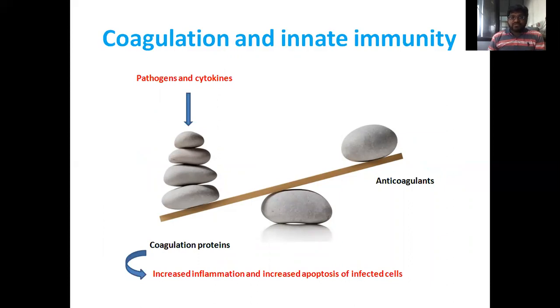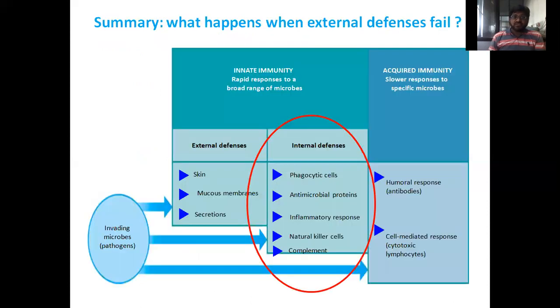Here, pathogens and cytokines are doing the coagulation while anticoagulating alone. Coagulation proteins increase the inflammation and increase the apoptosis of the infected cells. So if pathogens are present, they do this type of activity to reduce our innate immunity and to reduce the chances of the anticoagulant. So this is the summary.